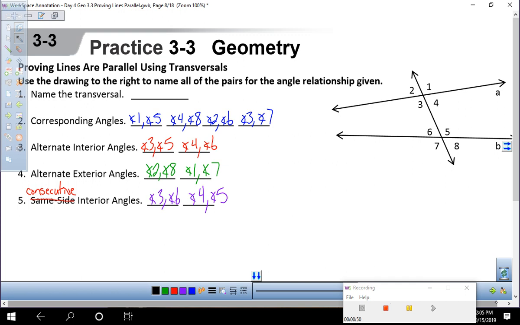Alright, so hopefully you got 1 and 5, 4 and 8, 2 and 6, and 3 and 7 for your corresponding angles. Alternate interiors are 3 and 5 and 4 and 6. Alternate exteriors 2 and 8 and 1 and 7. And then consecutive interior 3 and 6 and 4 and 5. So that was just a quick review of what we did last time because we will continue to use those specific pairs during this lesson as well.